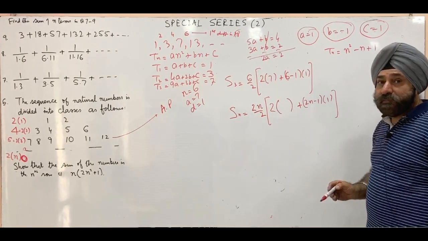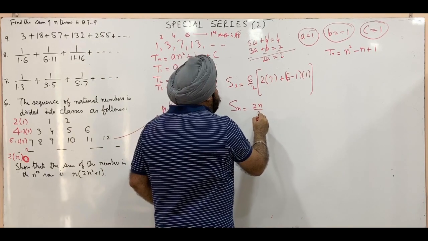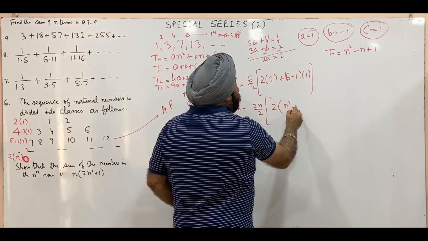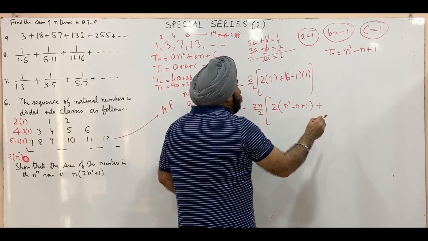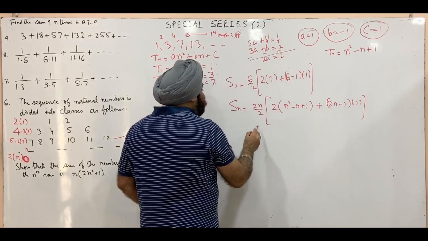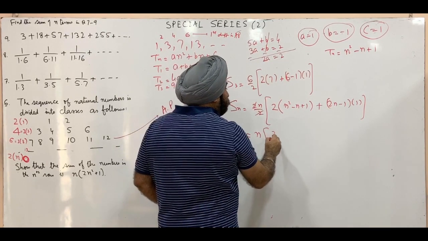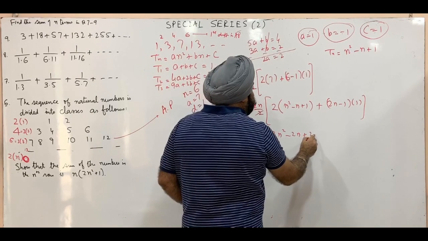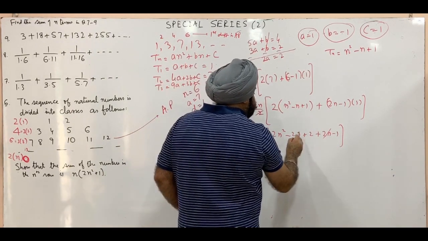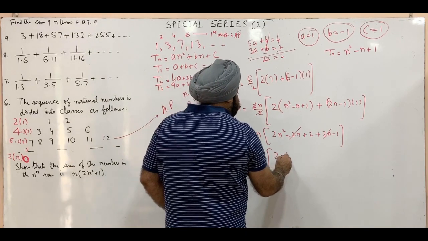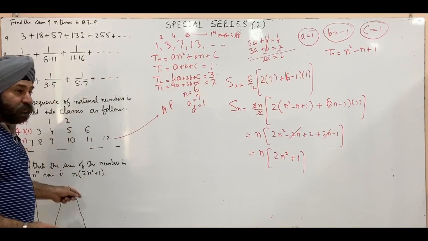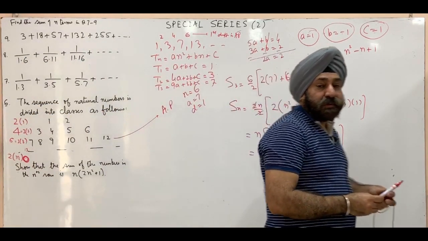This is the nth term. The sum of n terms will be n/2 times [2 times the first term we have obtained, n² minus n plus 1, and plus (n minus 1) into the common difference of 1]. That's n outside. This is 2n² minus 2n plus 2 plus 2n minus 1. The 2n will cancel out, and this is 2n² plus 1. So this is what we wanted to prove, n into (2n² + 1).